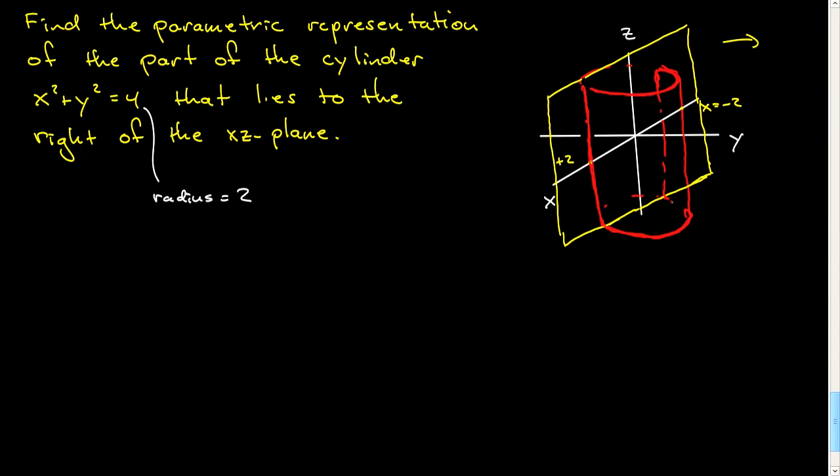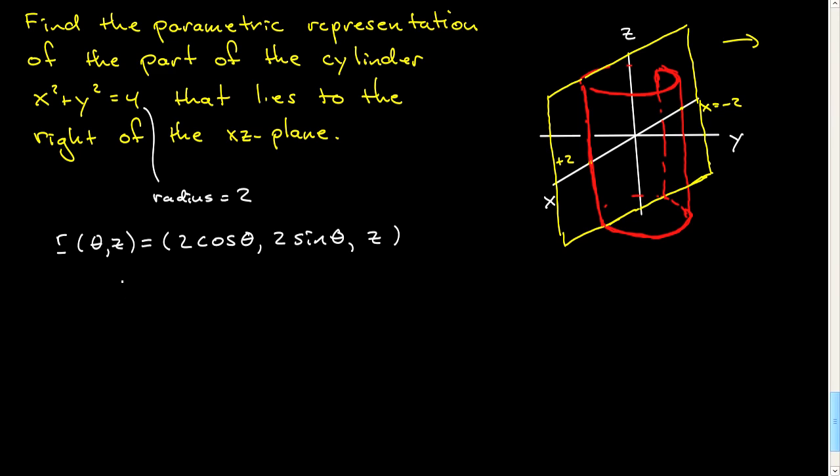Now there are two ways to do this. What I would have done, almost without thinking, is use polar coordinates, cylindrical coordinates. This is obviously a problem in cylindrical coordinates. The radius here is fixed at 2. So I would have used theta and z, and fixed the radius at 2, so that x is equal to 2 cosine theta, y is equal to 2 sine theta, z is simply equal to z.